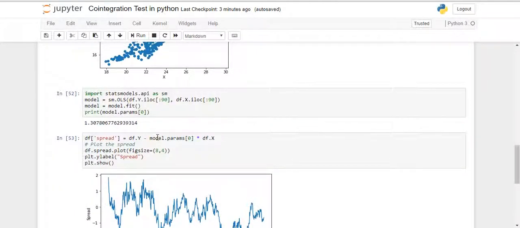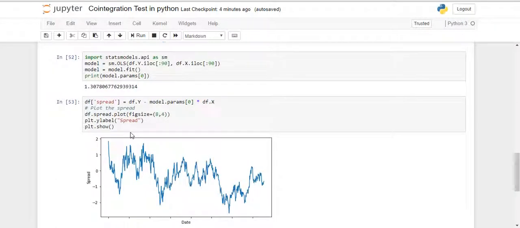To calculate the spread, as I told you, you first have to calculate the hedge ratio. To calculate the hedge ratio, you have to run this piece of code. You import statsmodels.api as sm, and then use sm.OLS with data frame Y and data frame X, and then you fit it, then print the model. You will get a hedge ratio of 1.3078.